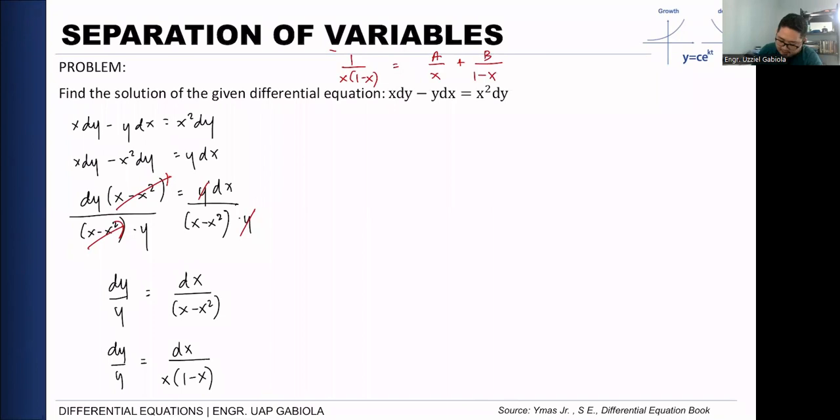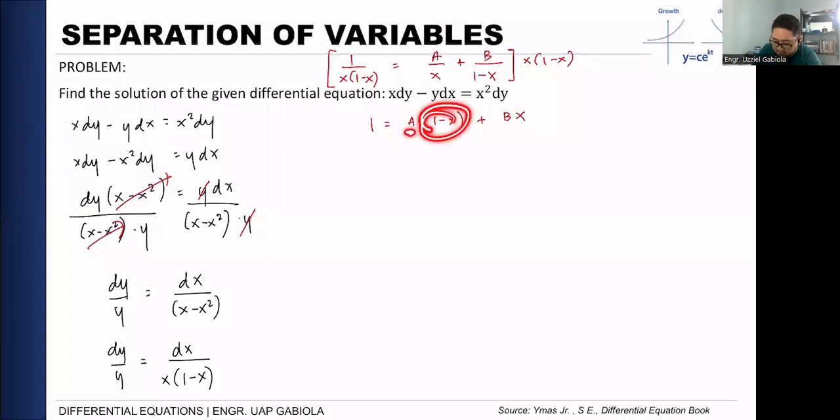So gagawin natin, multiply natin by x times 1 minus x. So this will be 1 is equal to A times 1 minus x plus B times x. Okay? To arrive at the value of B, we need to assume values of x. Ang ginagawa ko, substitution ako ng number. Gusto kong malaman yung value ni B. Para malaman yung value ni B, kailangan maging 0 ito para walang value si A, no?